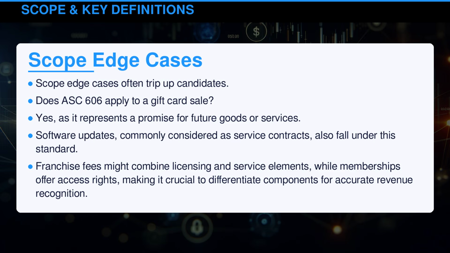Scope edge cases often trip up candidates. Does ASC 606 apply to a gift card sale? Yes, as it represents a promise for future goods or services. Software updates, commonly considered as service contracts, also fall under this standard. Franchise fees might combine licensing and service elements, while memberships offer access rights, making it crucial to differentiate components for accurate revenue recognition.